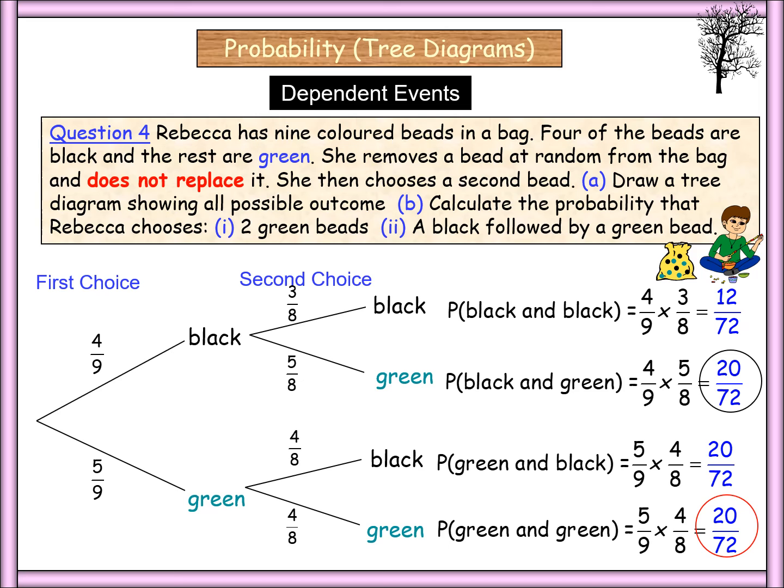So the probability of getting black and black is equal to 12 over 72. And the probability of getting black and green is equal to 20 over 72. And the probability of getting green and black is 20 over 72. And the probability of getting green and green is 20 over 72. Going back to the question, the probability that Rebecca chooses 2 green beads, take a look at the green and green. So the answer for that one is 20 over 72. While a black followed by a green, take a look at P black and green. It is equal to 20 over 72.